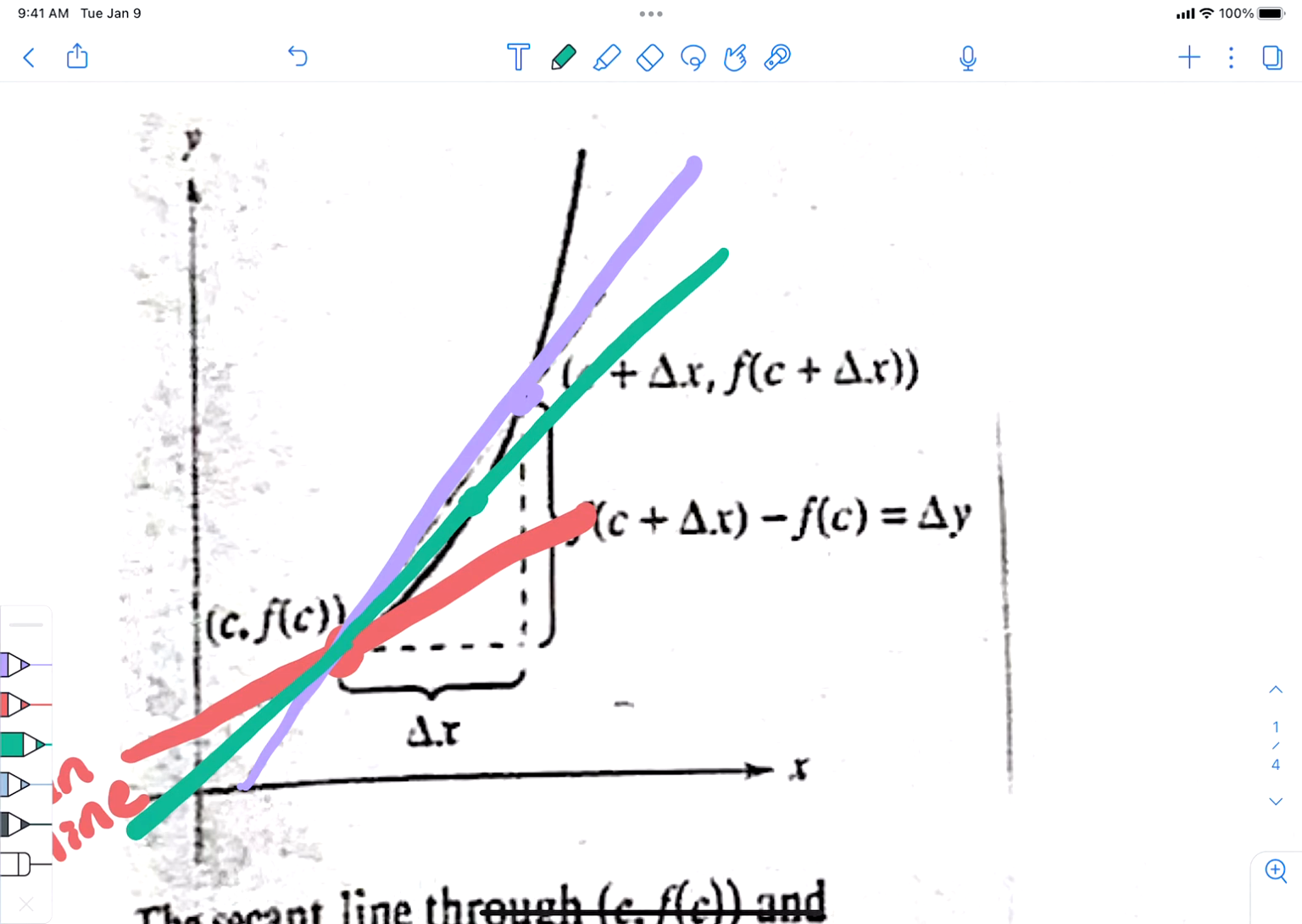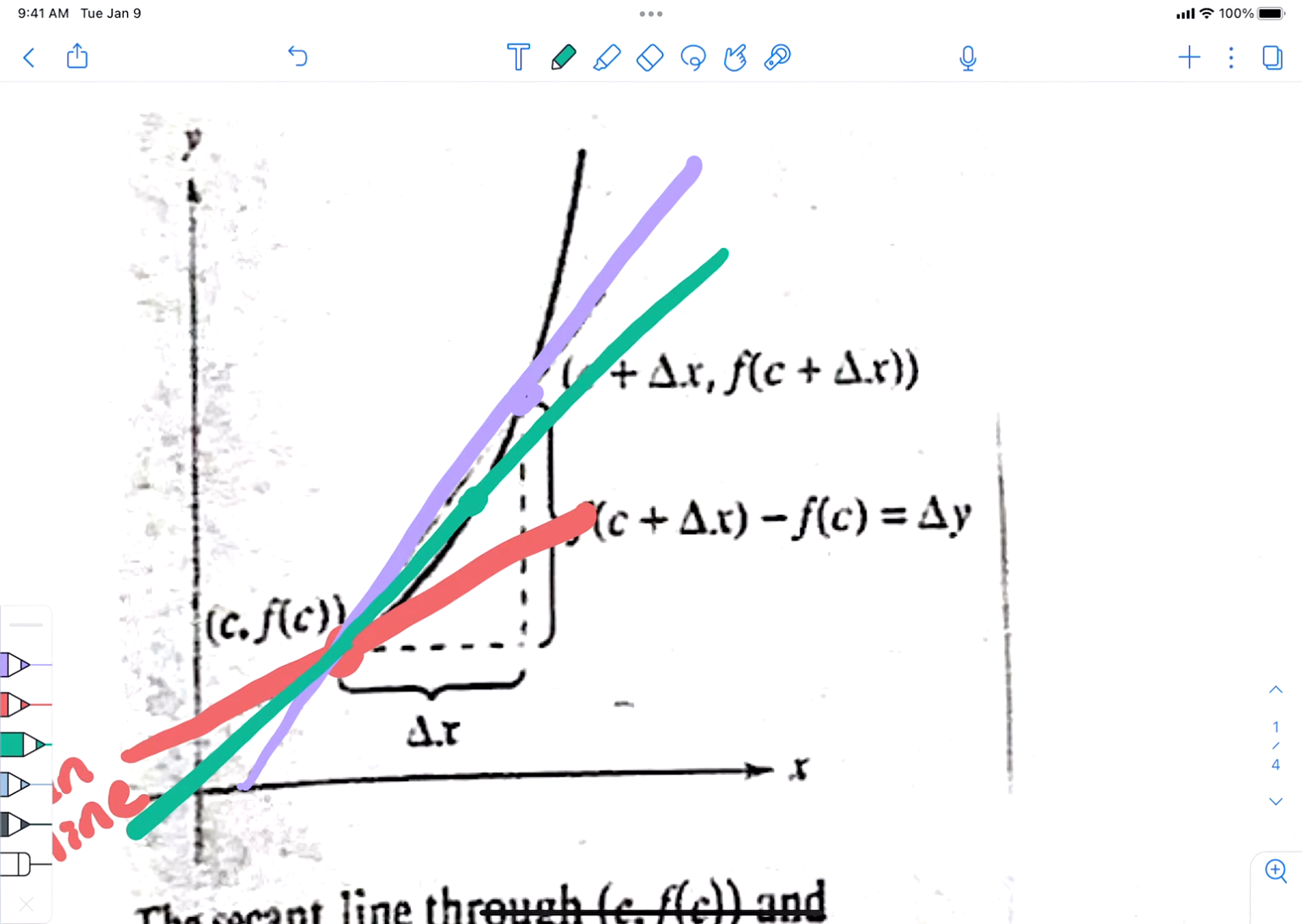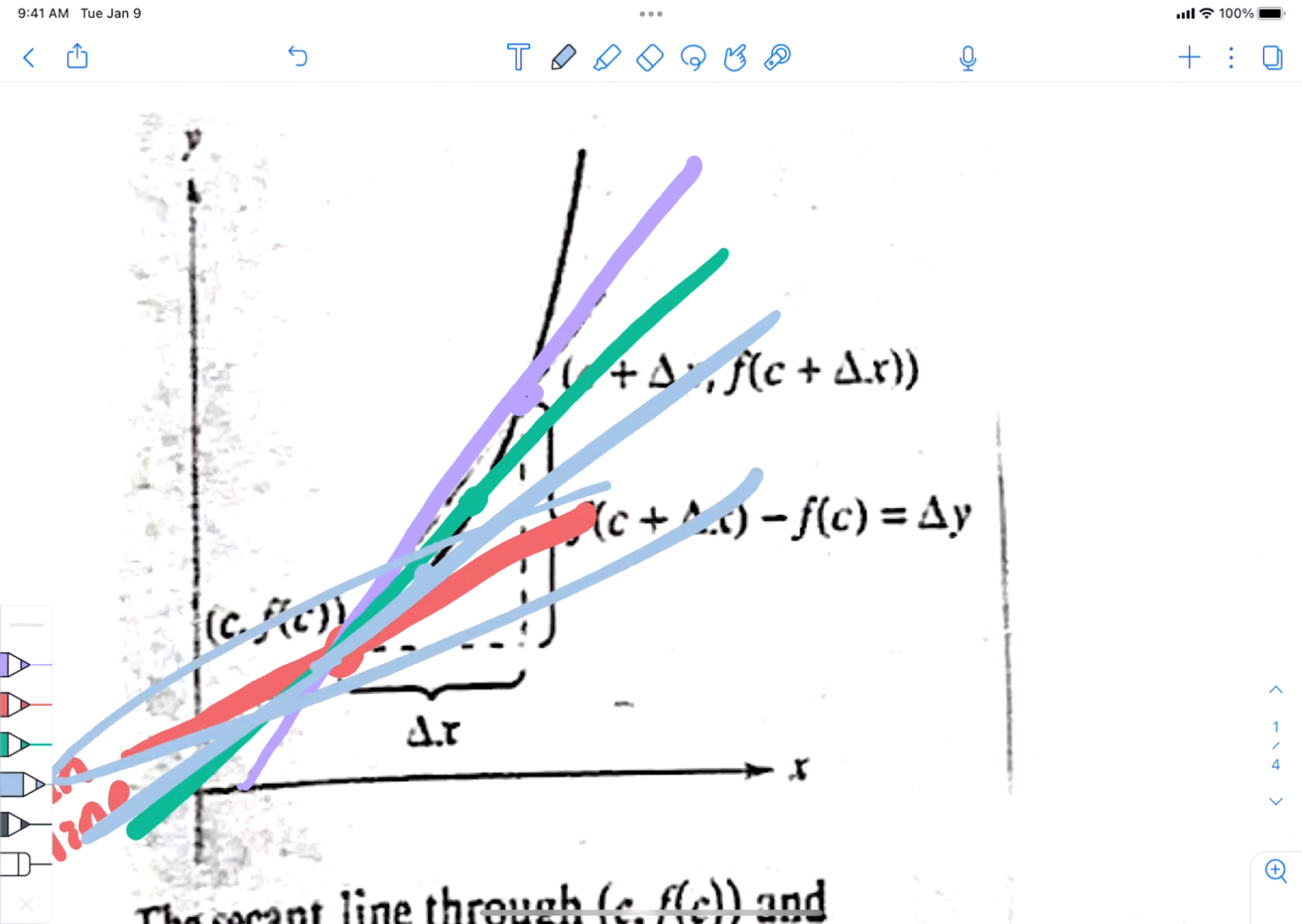Which one is going to be better, the purple slope or the green slope? The green slope, right? This slope is going to be a better approximation of the red one. Now I'm going to move that point even closer. I pick another point right here and do my secant line. Now that light blue line is going to be an even better approximation of this red slope.